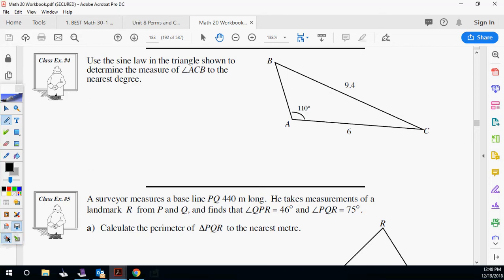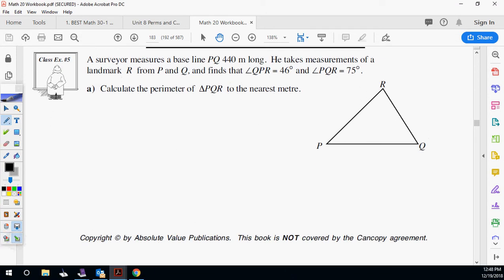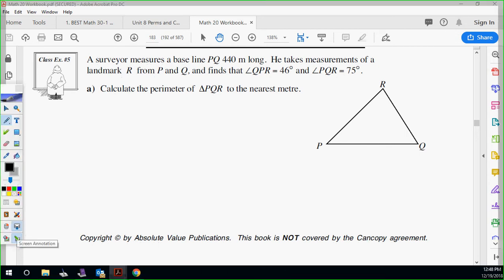Okay, here we go. Surveyor, here's your applications. Surveyor measures a baseline of PQ is 440 meters long, so I'm going to put 440 here. He takes measurements of a landmark R and P and Q and finds QPR to be 46. It's right here. It finds PQR to be 75. Okay. Calculate the perimeter of PQR to the nearest meter.